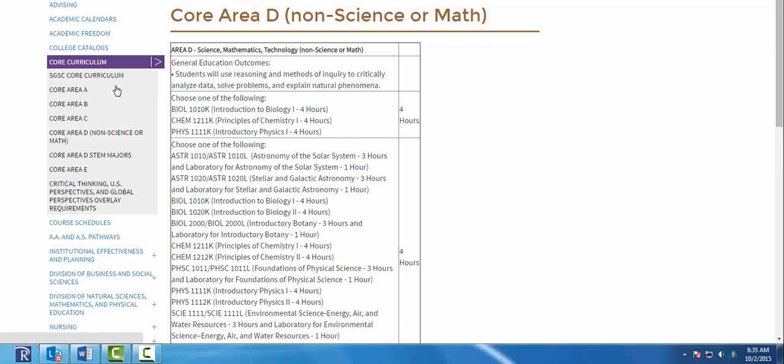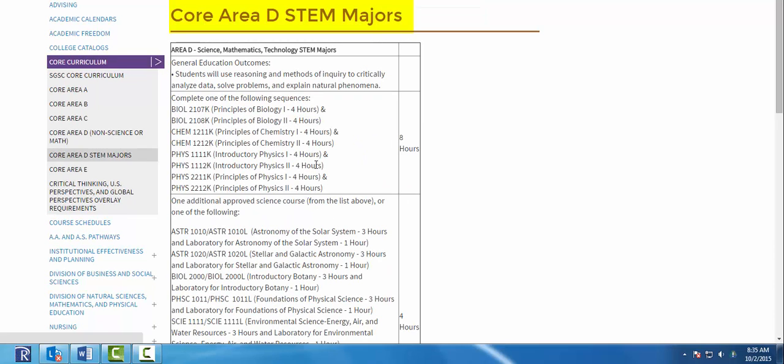Core area D is divided into an area for non-science or math majors, or an alternative area D for science and math majors. The general education outcome for non-science or math area D is this one right here, and you'll need to remember that, and remember that it's tied to this area. For STEM majors, this is the outcome for STEM majors.